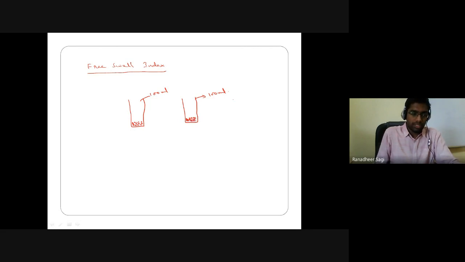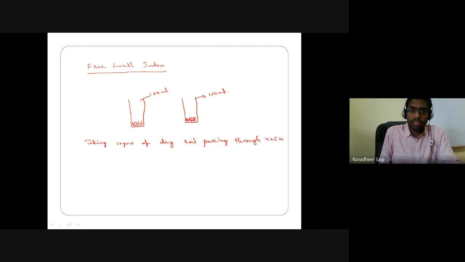Okay, so what I am trying to do is take 10 grams of dry soil passing through a 425 micron sieve. It means that the particles of this 10 grams of dry soil that I am taking have a size of less than 425 microns. That is what it is.